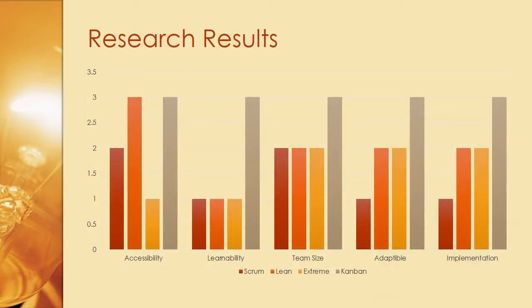Let's take a brief look at the final results from our research. As we can see, Kanban had the highest score in every area. At most, Lean came in as a tie in 1 category, but fell utterly short in every other.